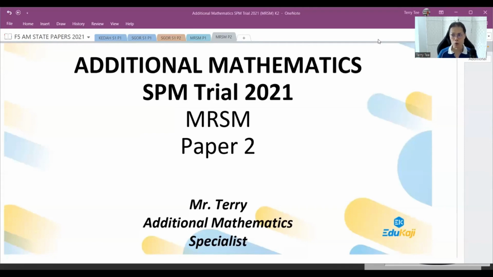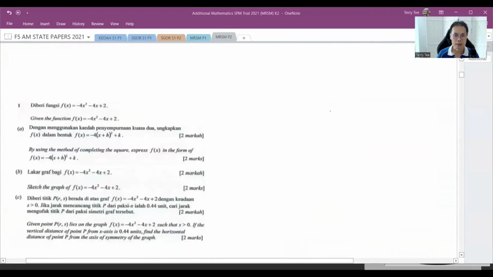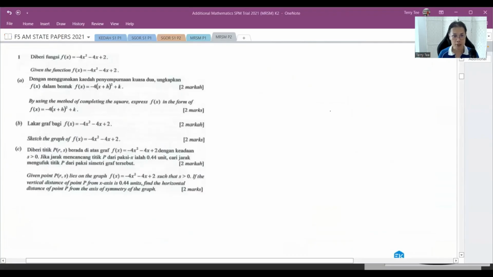In this video, I'm going to go through the Additional Mathematics SPM trial paper for MRSM for the year 2021. And this is paper 2. Let's get straight to the first question. Here we are given the function f(x) equals negative 4x squared minus 4x plus 2, and we're supposed to use the method of completing the square to express f(x) in this form.